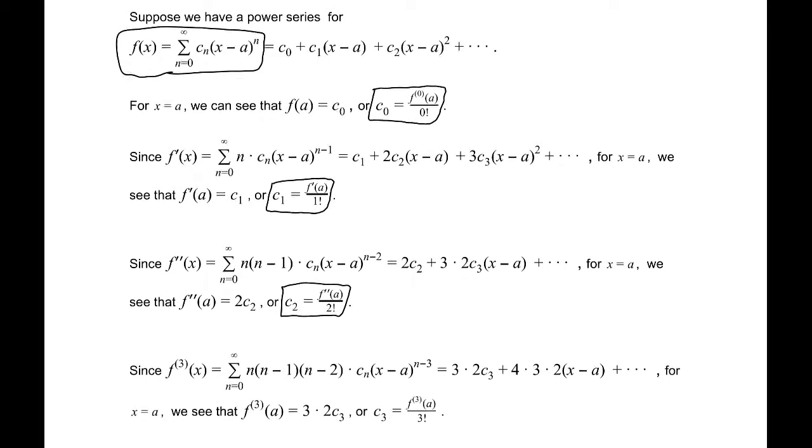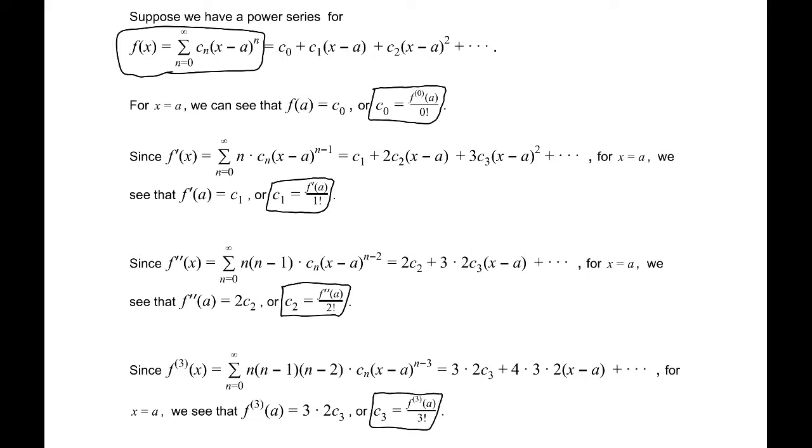For the third derivative, if we follow the same pattern, taking the third derivative term by term, we get n times n minus 1 times n minus 2, there it is, evaluated out. We take x equals a, and every term except for the first is 0, because we have constants at the beginning that fall off here. We see that the third derivative of f evaluated at a is 3 times 2 times c3, meaning c3, the third coefficient, is the third derivative evaluated at a divided by 3 factorial.